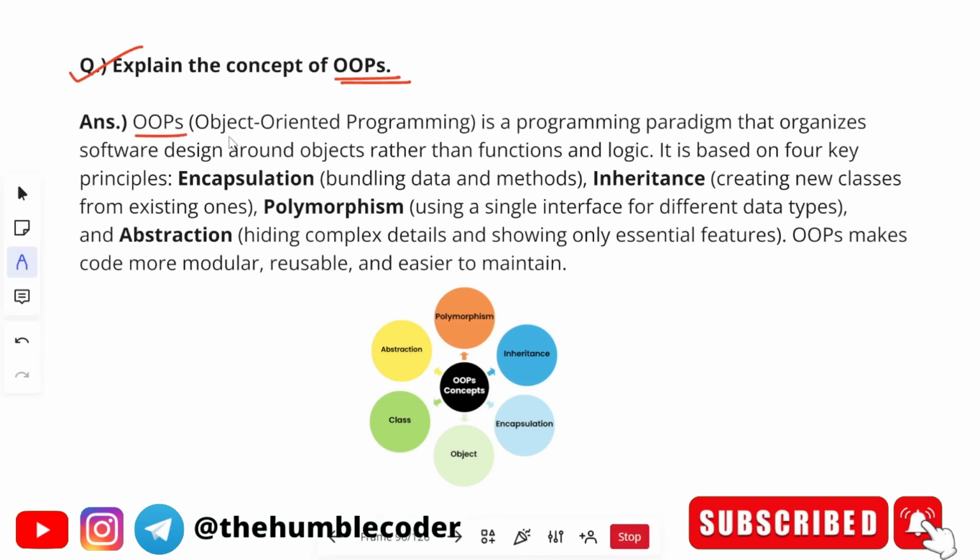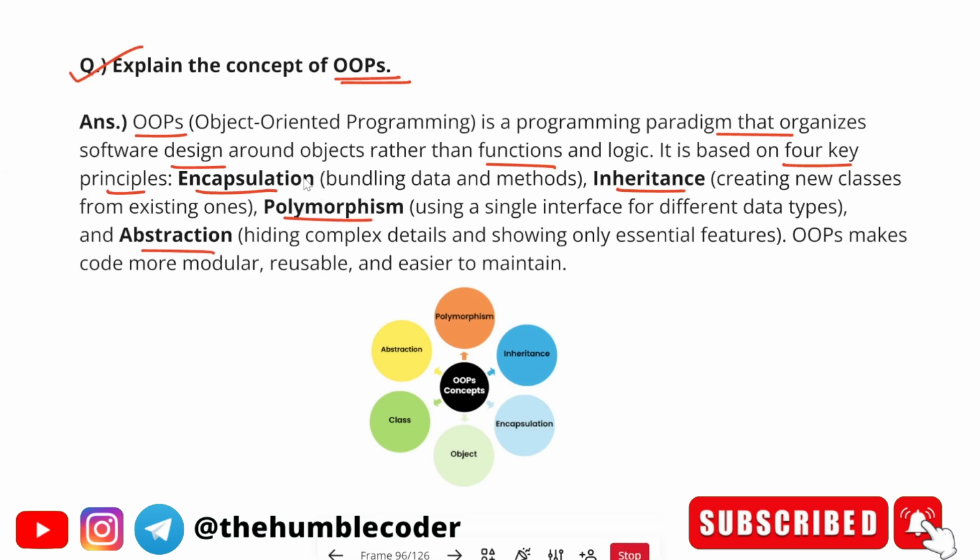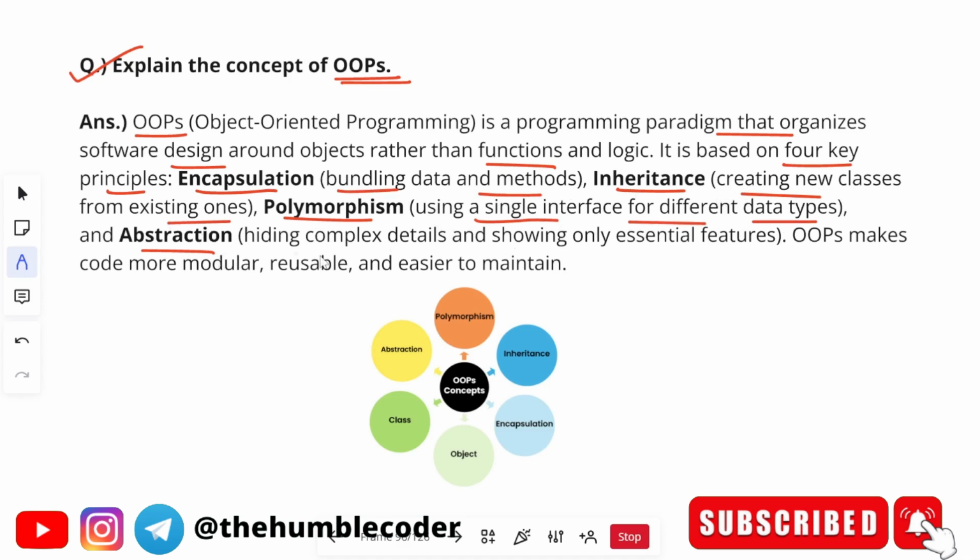OOPS stands for object oriented programming. It is a programming paradigm that organizes software design around objects rather than functions and logic. It is based on 4 key principles, which we also call the pillars of OOPS. The 4 principles are encapsulation, inheritance, polymorphism, and abstraction. To give a very short idea: encapsulation is bundling data and methods. Inheritance is creating new classes from existing ones. Polymorphism is using a single interface for different data types. Abstraction is hiding complex details and showing only the essential features. OOPS makes code more modular, reusable, and easier to maintain.